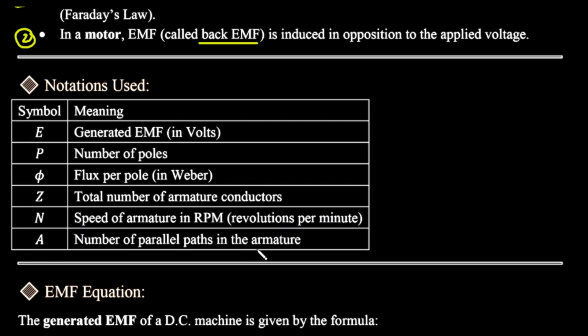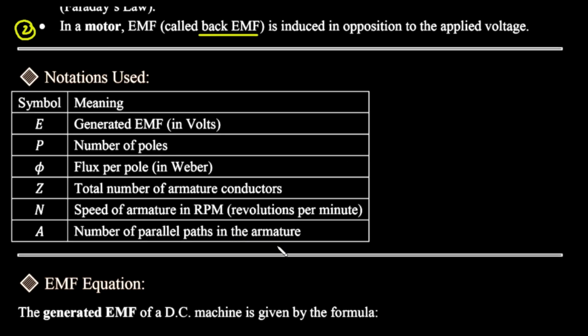And finally, A is the number of parallel paths in the armature. The Z conductors are not just one lone wire. They are interconnected to form several parallel paths. A tells us how many of these paths there are. We'll see why this is important in a moment.